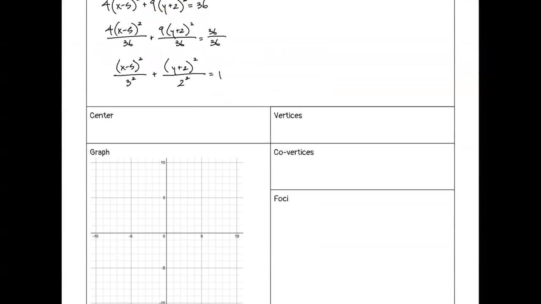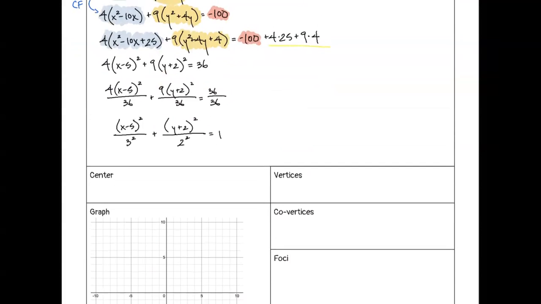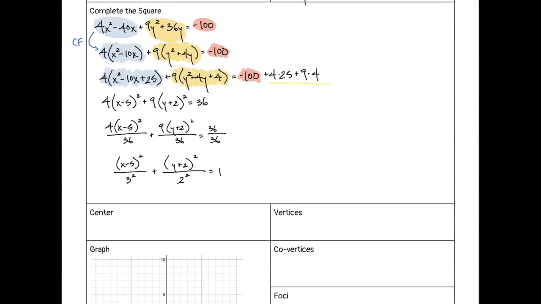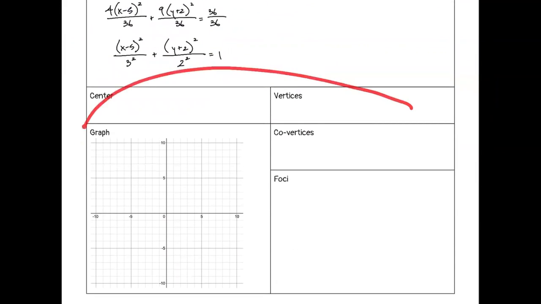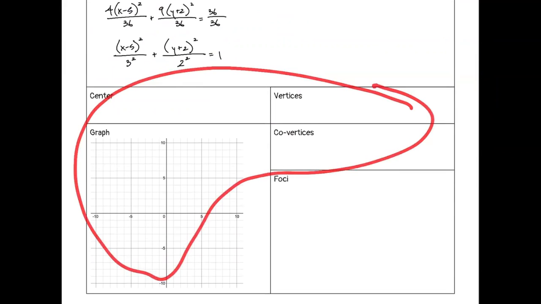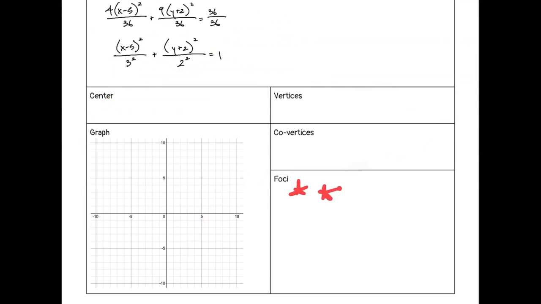Okay, I did want to go through the completing the square at least one more time before I send you off. All right. But this is a good chance to practice. I bet most of us are probably feeling pretty good about the center, the vertices, the co-vertices, and the graph. I would encourage you to make sure you also feel good about finding the foci.